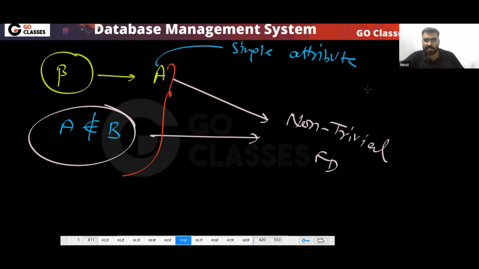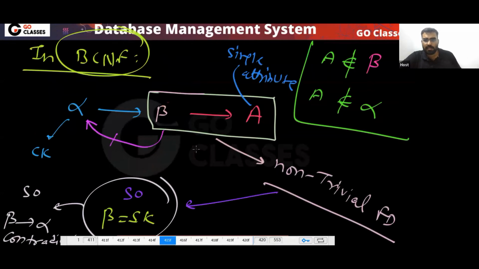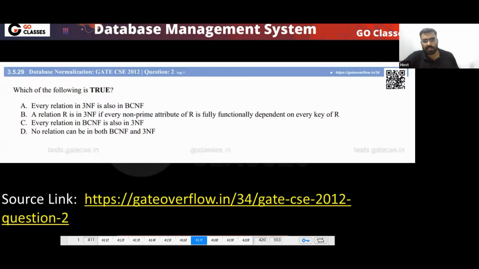But the relation is in BCNF. So this is what I am saying. This is the contradiction, Nikhil. If this is non-trivial, then beta must be a super key. If beta is a super key, then beta determines alpha. So we got a contradiction. Is this clear?